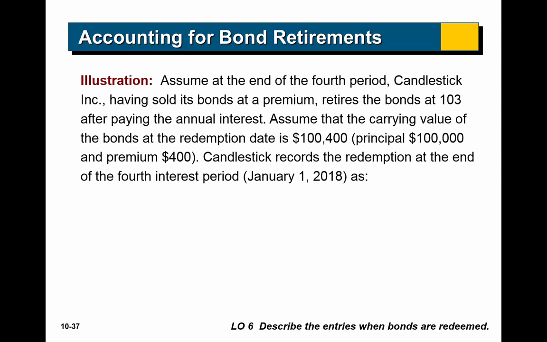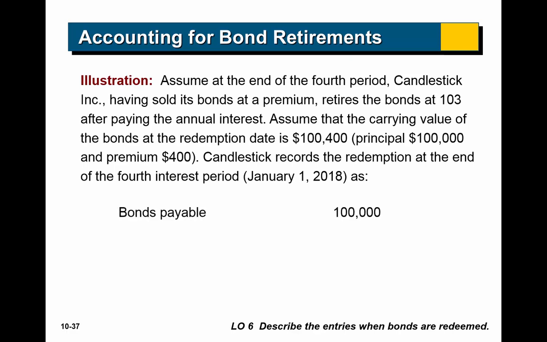All right. Here's an example. Assume that at the end of the 4th period, Candlestick Inc., having sold its bonds at a premium, retires the bonds at 103 after paying the annual interest. Assume that the carrying value of the bonds at the redemption date is $100,400: principal of $100,000 plus a premium of $400. Candlestick records the redemption at the end of the 4th interest period. Here's how it would look.